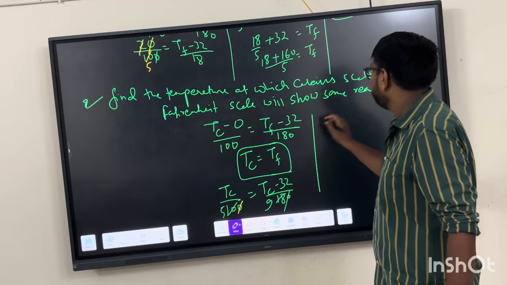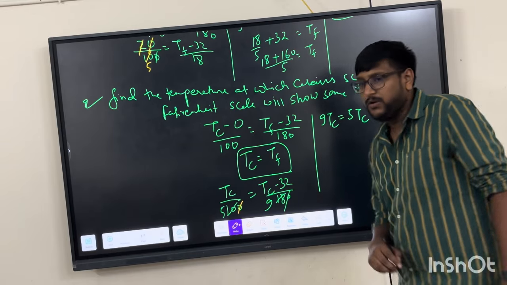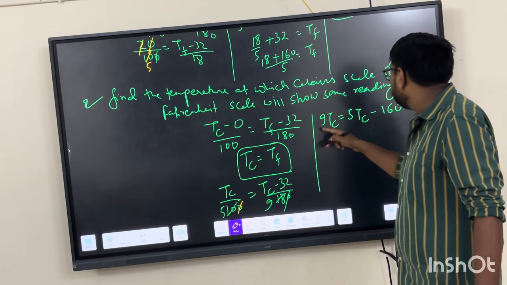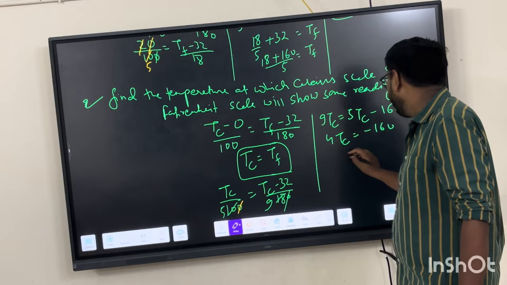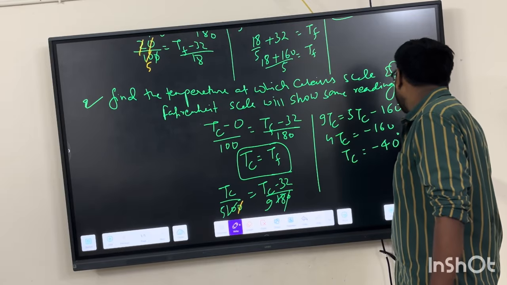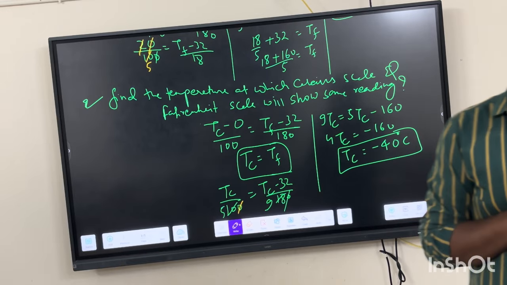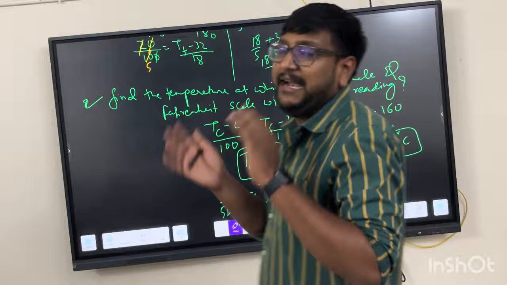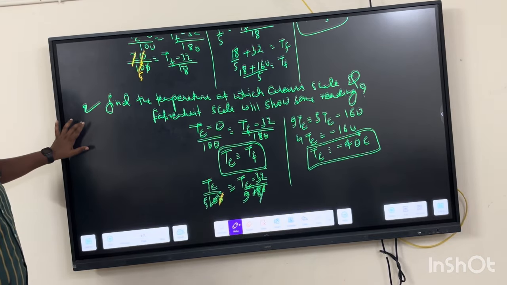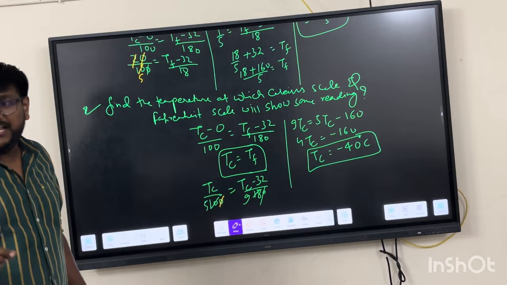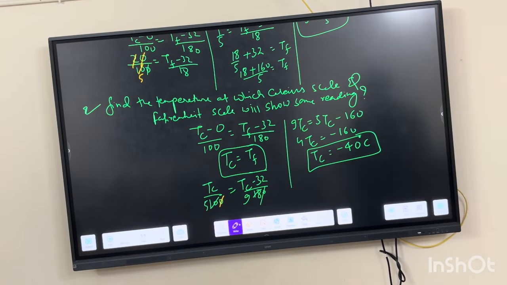Cross multiply it, class. So 9 Tc is equal to 5 Tc minus 5 into 32, which is 160. Then 9 Tc minus 5 Tc is 4 Tc, equal to minus 160. Then Tc comes out to be minus 40 degrees Celsius. That means minus 40 is the reading in both the Celsius scale and the Fahrenheit scale. It is the same. So please remember this thing. The relations are very, very important. You need to know the relations. Is it clear, class? Please note it down.